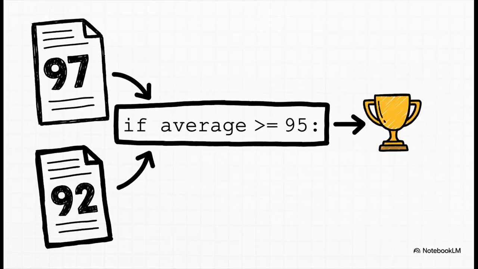Let's make this real. Imagine a simple program that figures out a student's average test score. It asks just one question. If that average is 95 or higher, then it prints out congratulations, and that is a great average. Now, what if the average was, say, a 92? Well, that condition isn't true, so the program just skips right over those print statements. It does nothing and moves on.